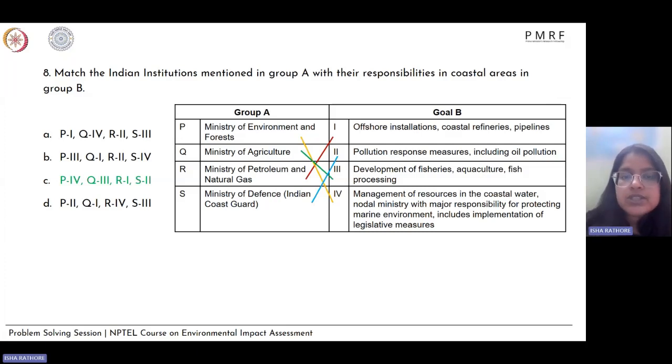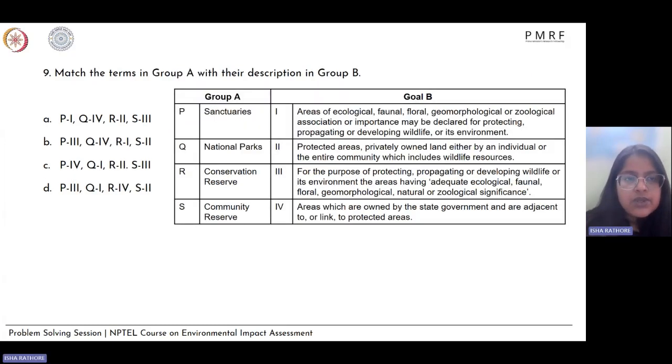So they're responsible for those. And then Ministry of Defense or the Indian Coast Guard is responsible for pollution response measures, including oil pollution. So S matches with 2. So C, P matches with 4, Q matches with 3, R matches with 1, and S matches with 2 is the correct answer. Next question, match the terms in Group A with their description in Group B.